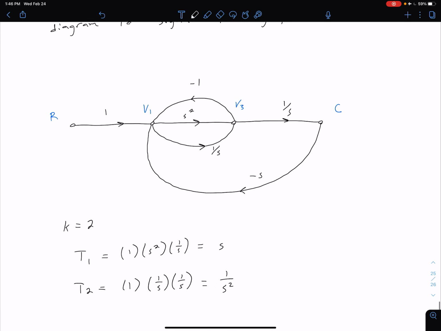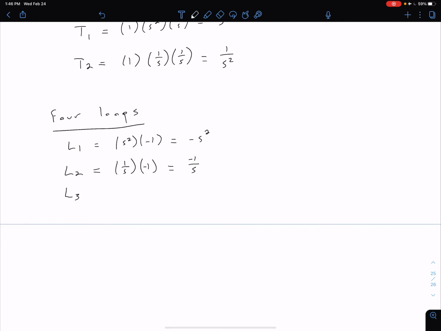And then we have our slightly longer loop, so that's going to be our L3. We have s squared times 1 over s times negative s. The s and 1 over s cancel out, so we'll be left with negative s squared.